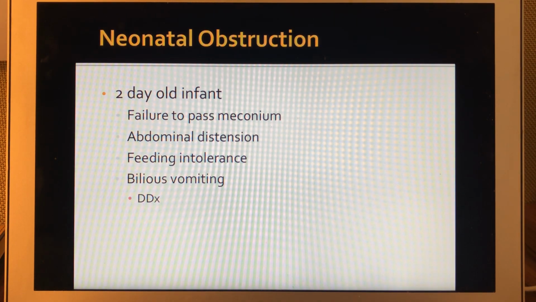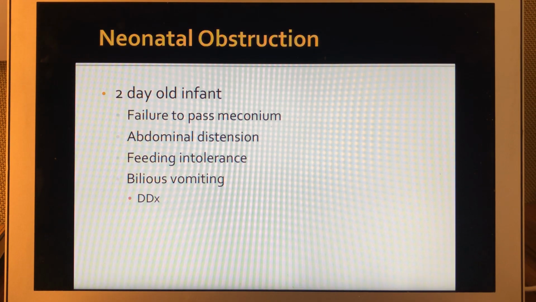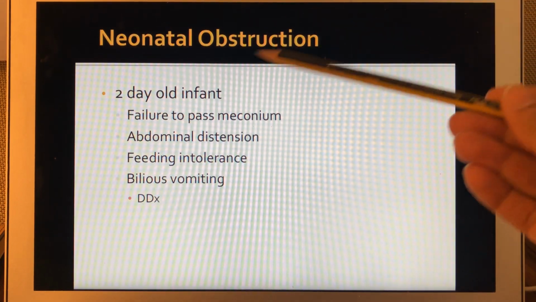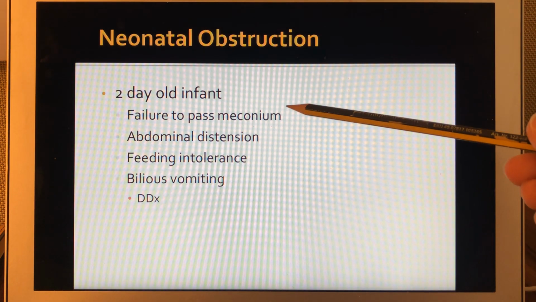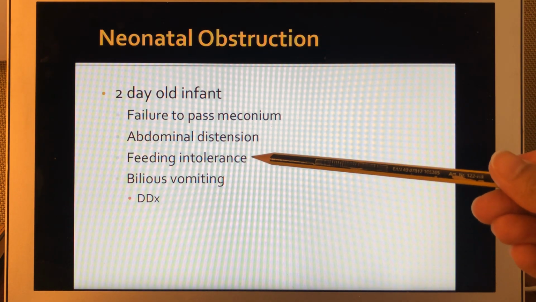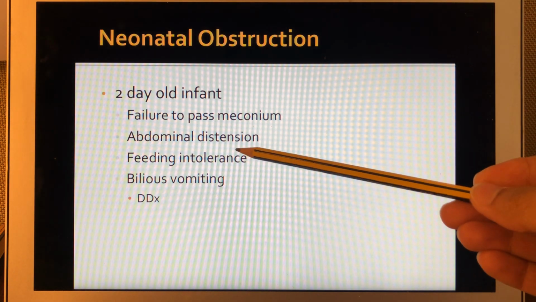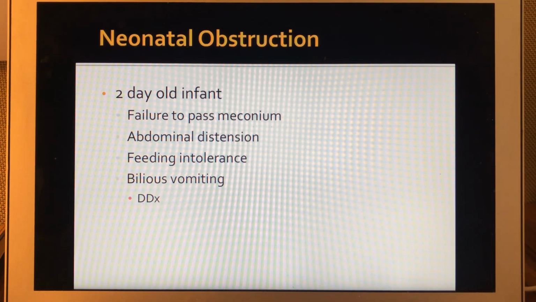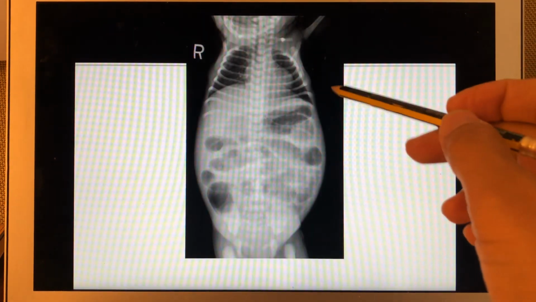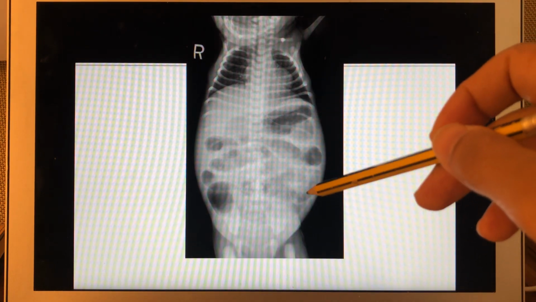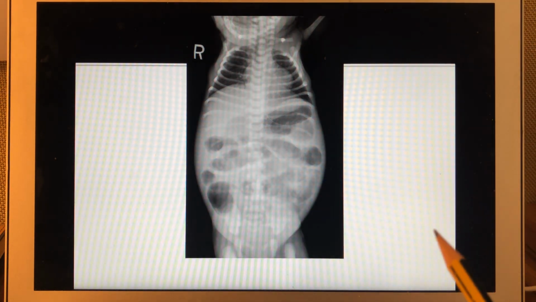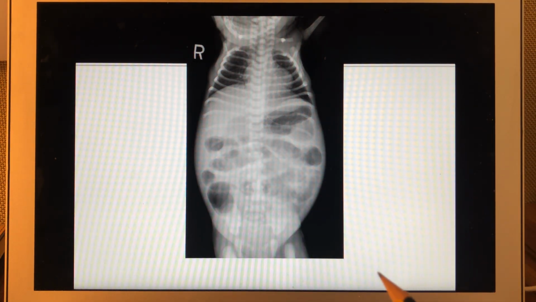Another scenario: a 2 day old infant failing to pass meconium, abdomen distended, feeding intolerance, with bilious vomiting. So he's only 2 days old. This is suggestive of congenital bowel obstruction. Abdomen distended and bilious emesis are suggestive of distal bowel obstruction. You do the X-ray, there are quite a few dilated loops of small bowel, again suggestive of distal bowel obstruction, whether distal small bowel or colon.